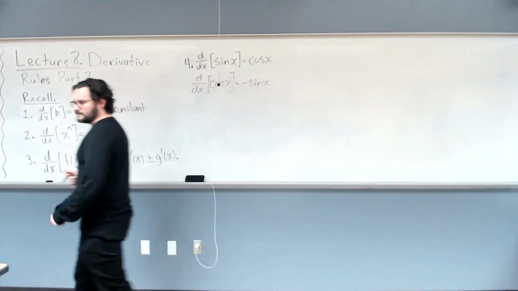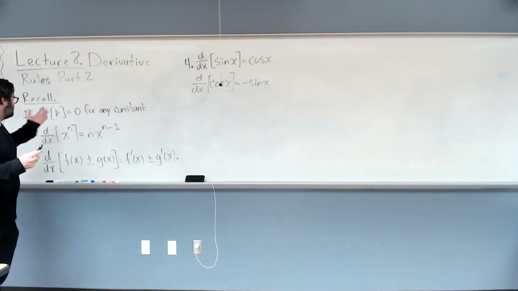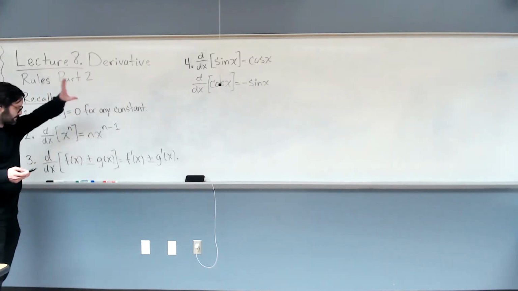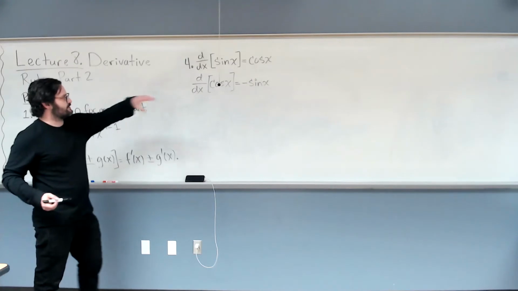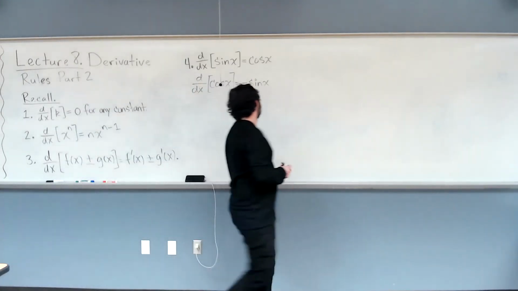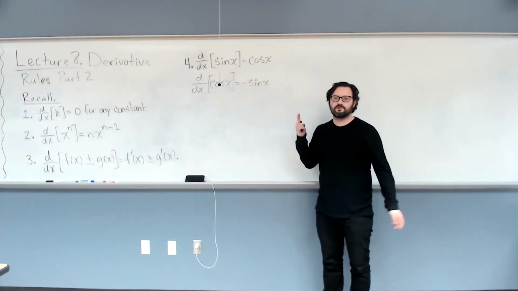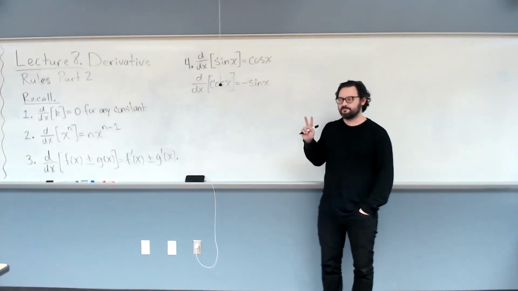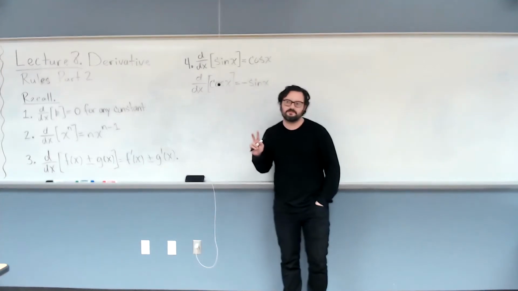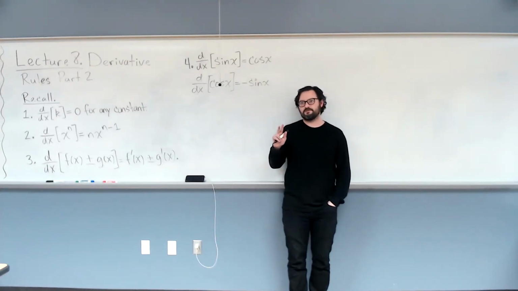Okay, so we have derivative of constants, power rule, plus or minus, and then these basic cosine and sine derivatives. Now, in this lecture, we're going to learn two more, only two more. And these will be the product rule and the quotient rule. So looking at derivatives of products and looking at derivatives of quotients.